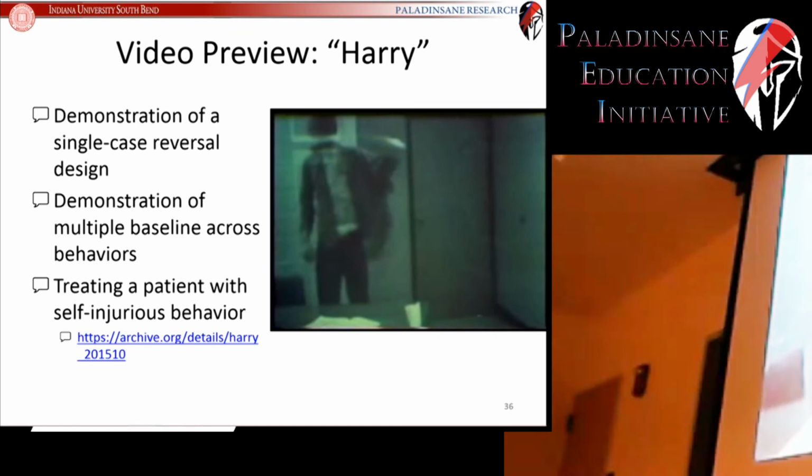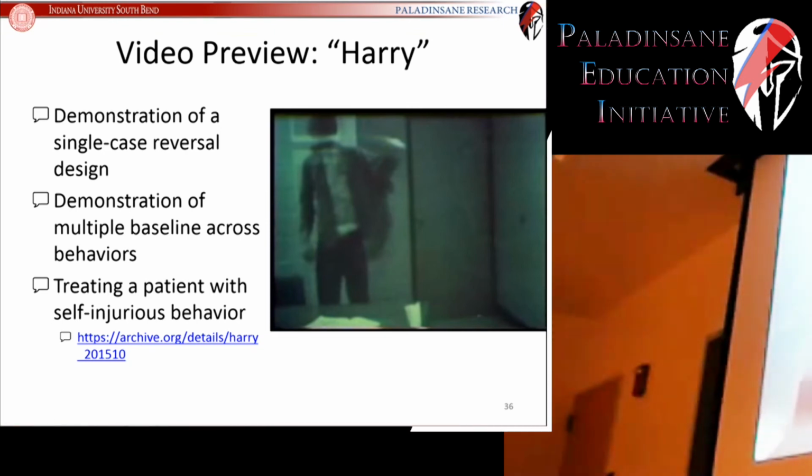The voices in the background are from the observation room, where recorders are measuring Harry's self-abuse during 5-second intervals of time.